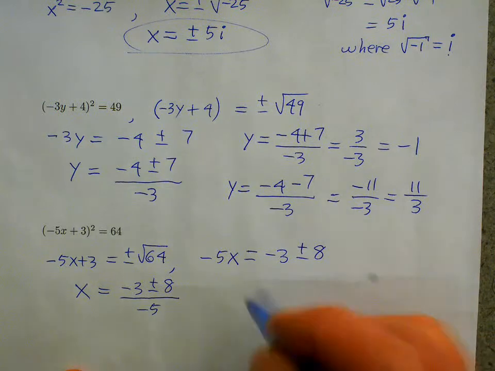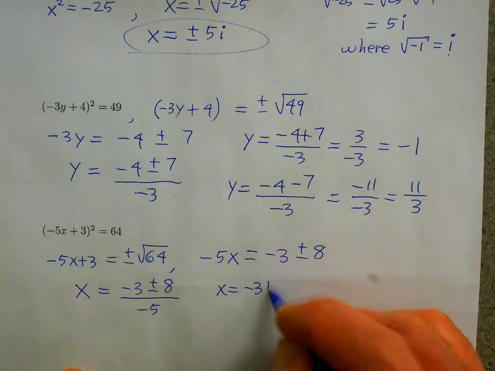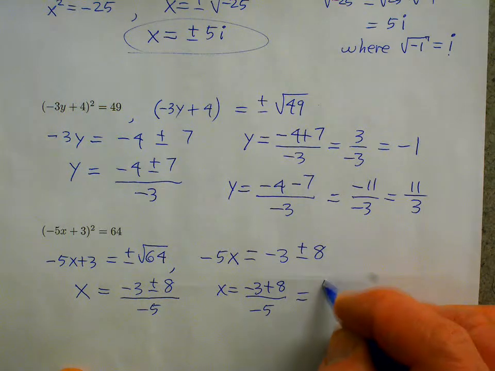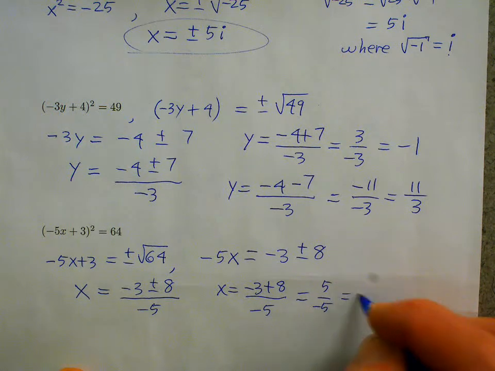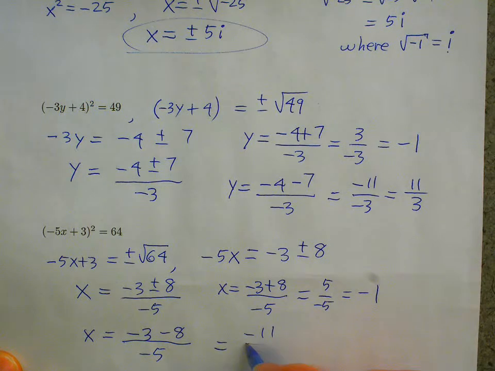We can simplify further, so we have to do that. x equals -3 plus 8 divided by -5, or 5 divided by -5, which is -1. And the other solution, x equals -3 minus 8 divided by -5, or -11 divided by -5, which is positive 11/5.